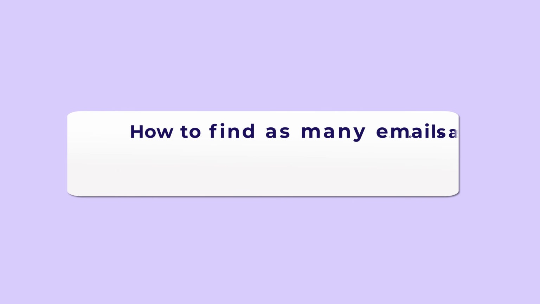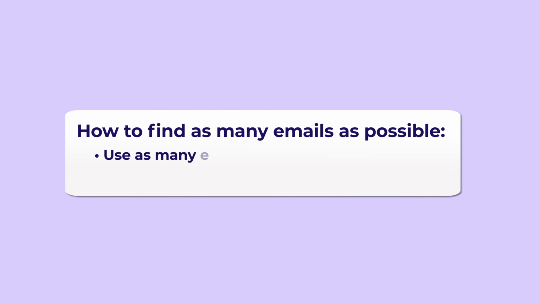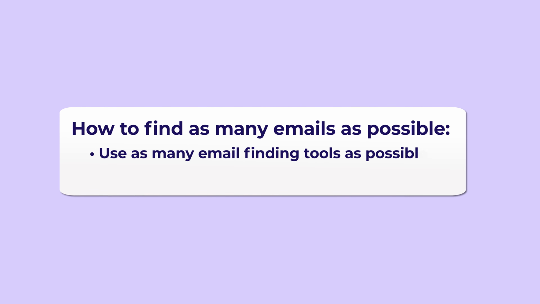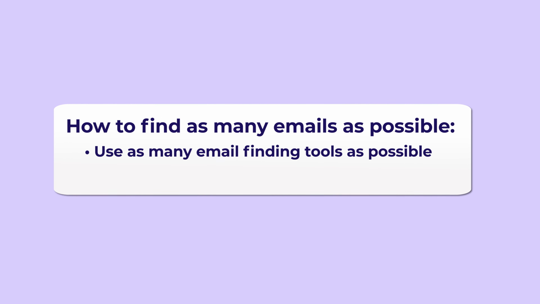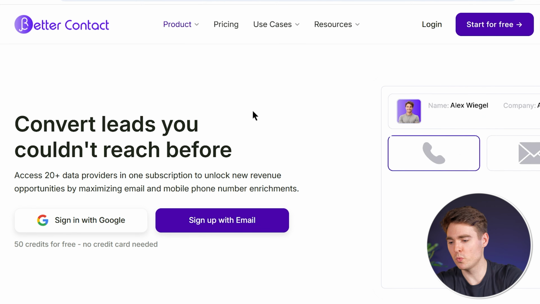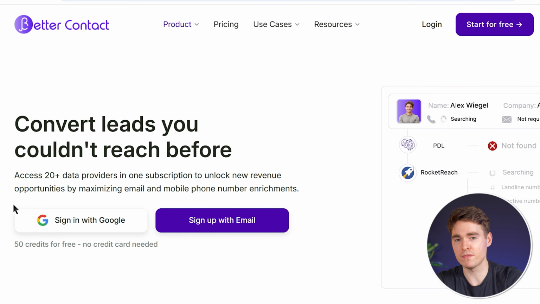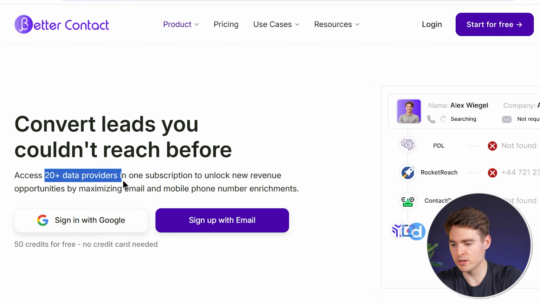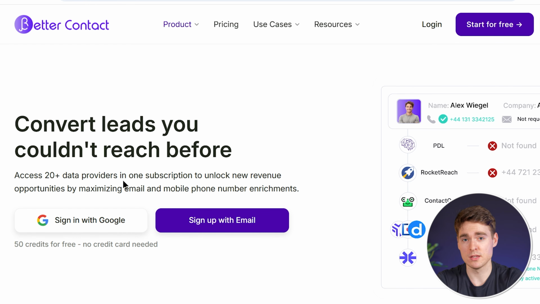So to find as many emails as possible, we need to use as many email finding tools as possible, because one tool has emails that the other tool doesn't. As it's quite a pain to pay for a lot of subscriptions and also put the leads into one tool, then verify it, then put in the next tool, and so on, we're going to use a tool called Better Contact. Better Contact is a data enrichment tool which aggregates every relevant email finder on the market, 20 plus data providers, and it also verifies the emails directly in one.